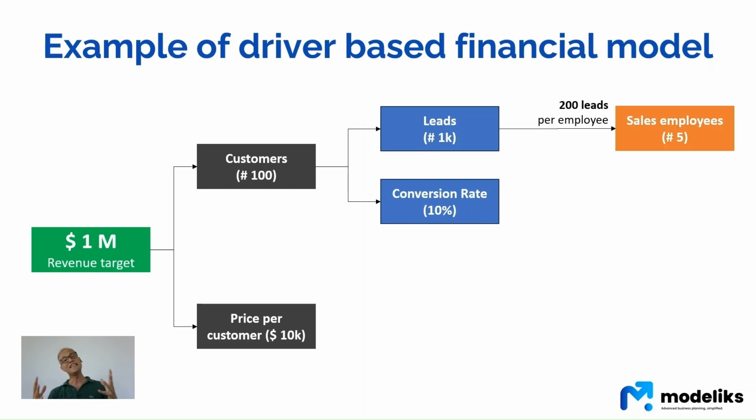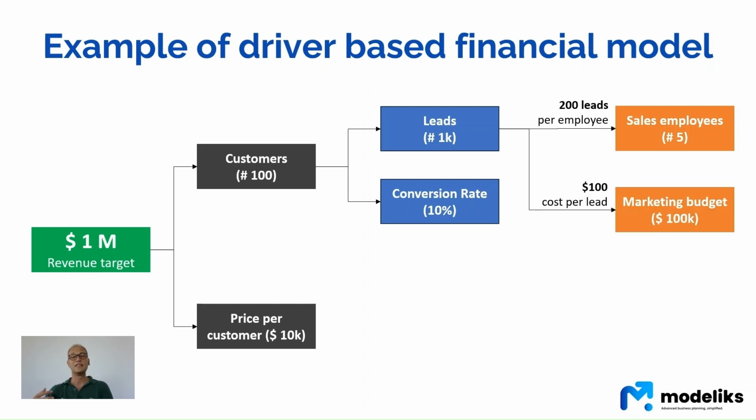But then the number of leads will also drive the number of sales employees that you need in order to process those leads. And assuming that one sales employee can handle 200 leads for any period of time, you would need 5 sales employees to process 1,000 leads. The number of leads will also drive the marketing budget that you need to achieve these results. Assuming that it costs you about $100 to acquire any lead in your business, you would need a marketing budget of $100,000 in order to secure 1,000 leads.